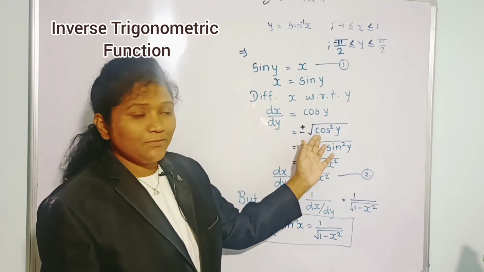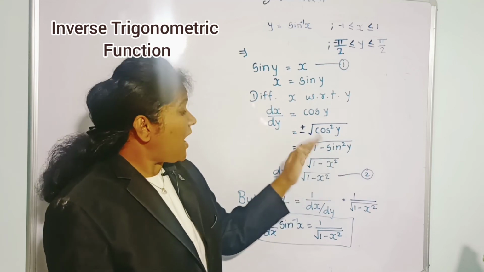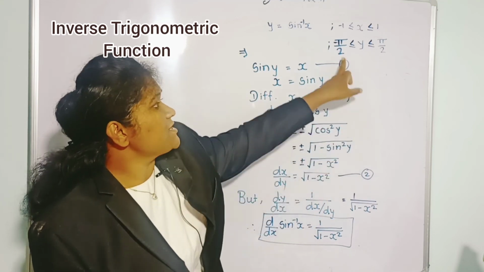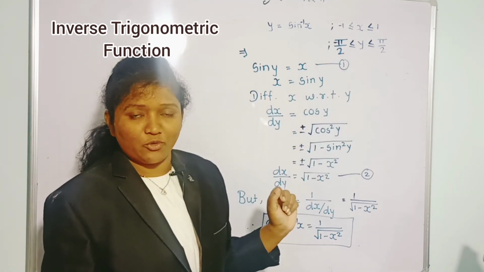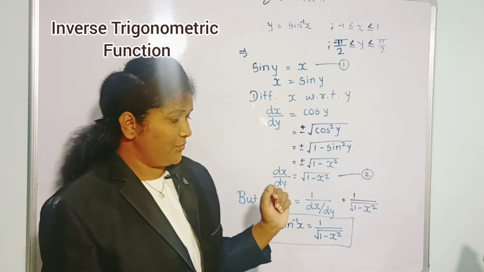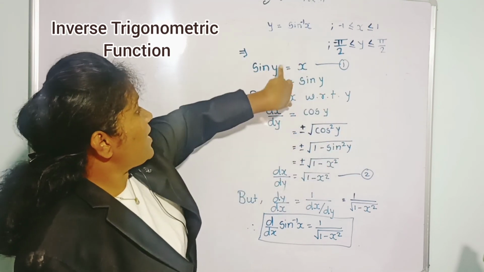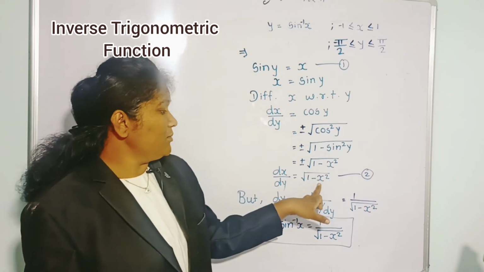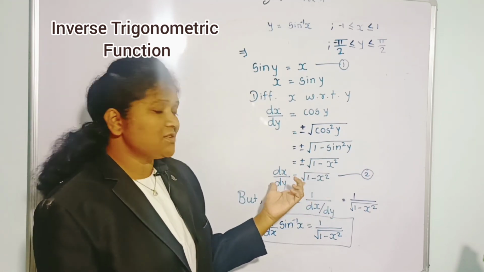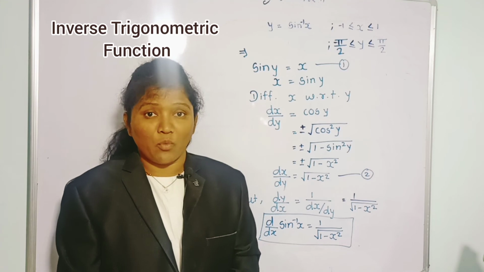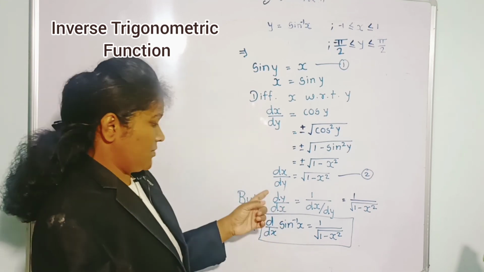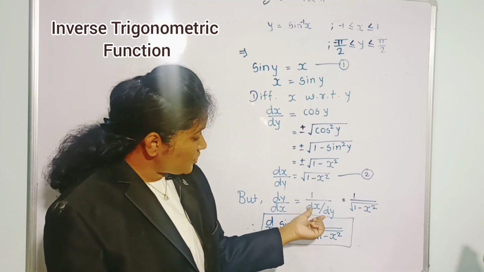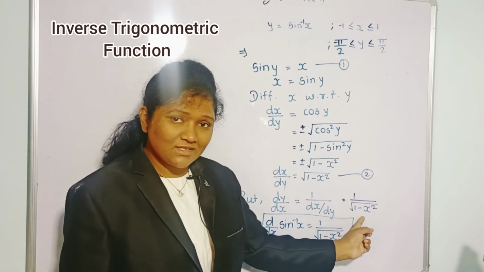Now use the identity 1 minus sine square y. After that, we will use only the plus sign because y lies between minus pi by 2 to plus pi by 2, meaning first quadrant and fourth quadrant. Again, in place of sine y we write x, so we get 1 minus x square. So this is the value of dx upon dy. But we want dy upon dx, which is always equal to 1 upon dx upon dy. Substitute the value of dx upon dy, that is square root of 1 minus x square.